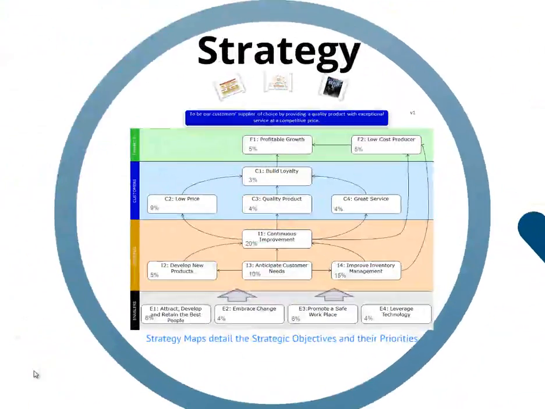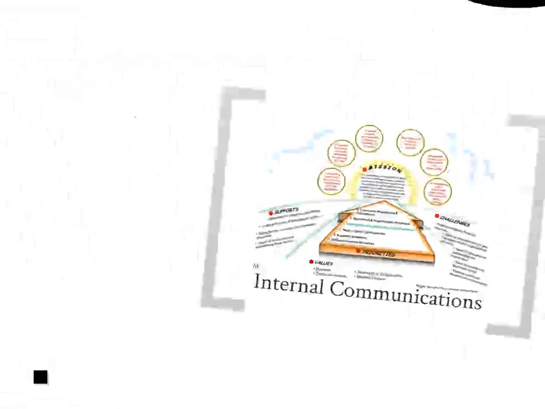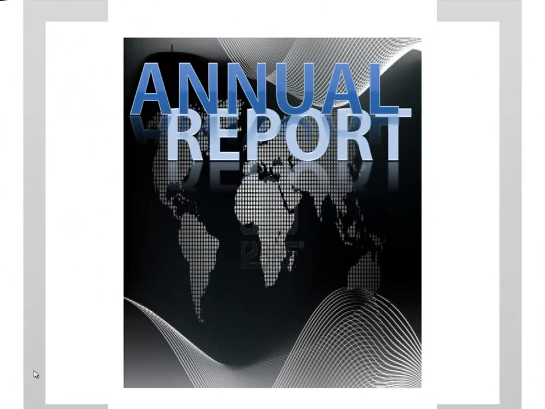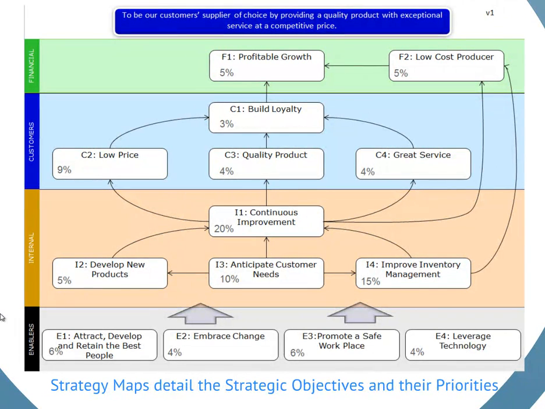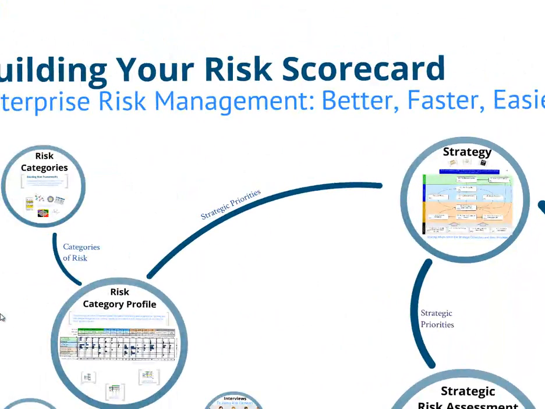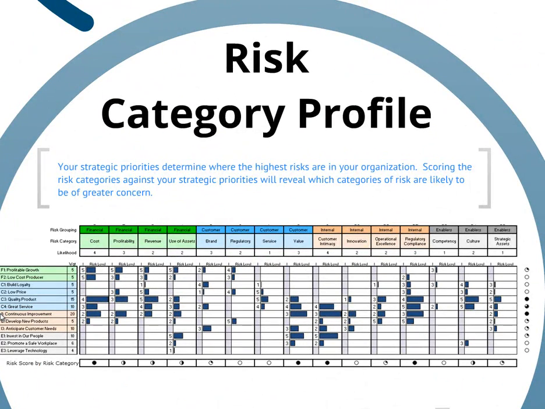Your strategy you might be able to find in things like shareholder communications, maybe internal communications from the leadership team, or even things like your business monthly reports and your annual report. You can use those to create what's called a strategy map, where you identify your key strategic objectives, their relationship to each other, and their relative priority for this year. And if you combine those two things, your strategy and those risk categories, you can begin to create what we call a risk category profile.